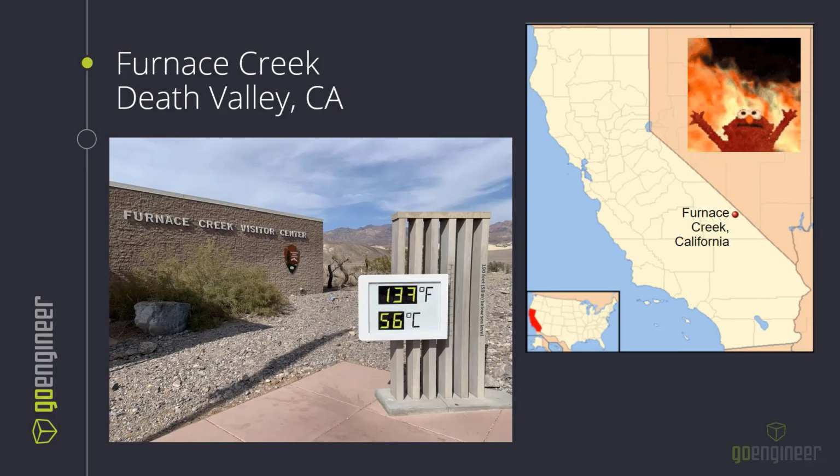The hottest place on Earth was measured in a place called Furnace Creek, which is a small town in a place called Death Valley in California. Furnace Creek only has a population of about 136 people. The record temperature was recorded in 1913 with an air temperature reading a sweltering 134.1 degrees Fahrenheit or 56.7 degrees Celsius.